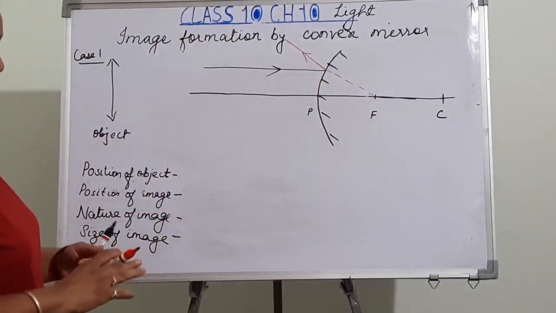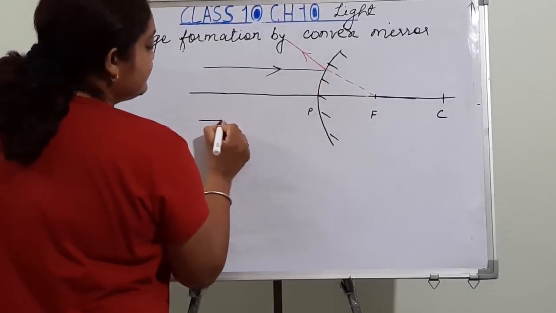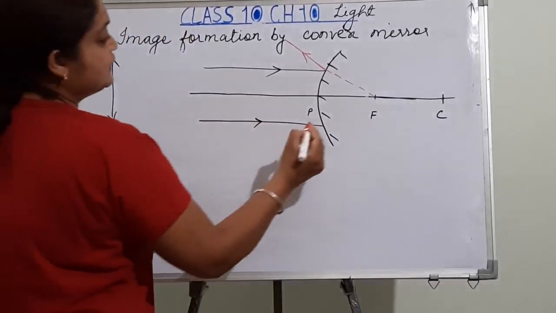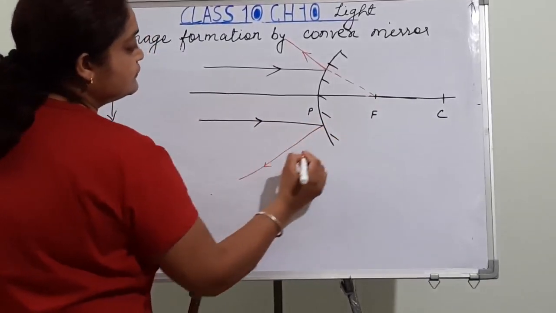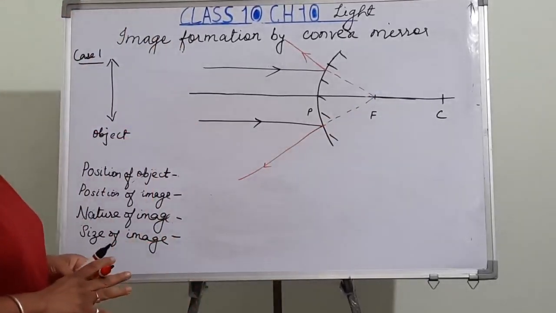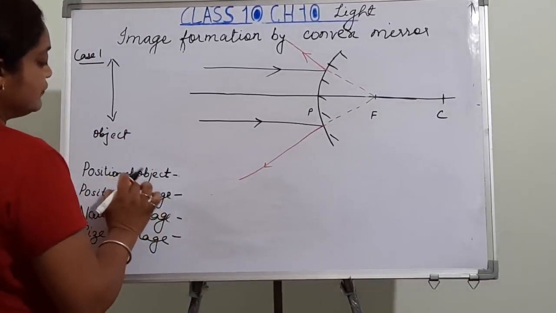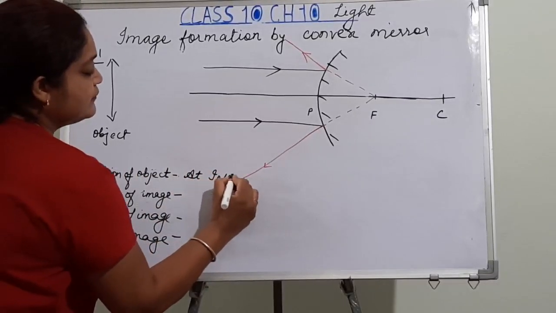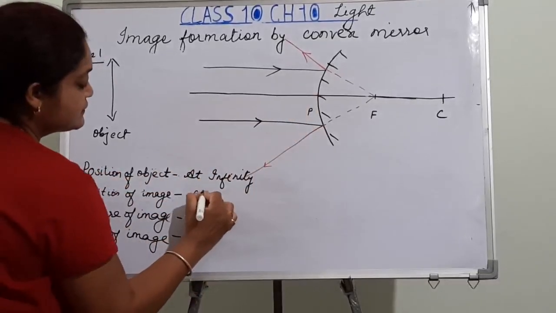Okay. The second ray again I will take parallel because all the rays are coming parallel from infinity. So this is another incident ray. After reflection, it will diverge, and when you extend this line, you will see as if this ray is coming from the focus. So let us see the position of object. Position of object is at infinity. What is the position of image? It is at focus.